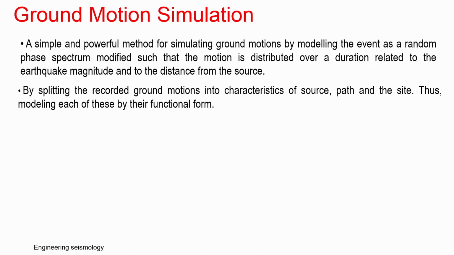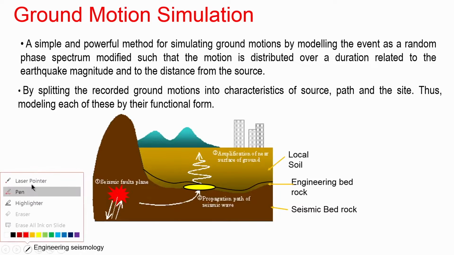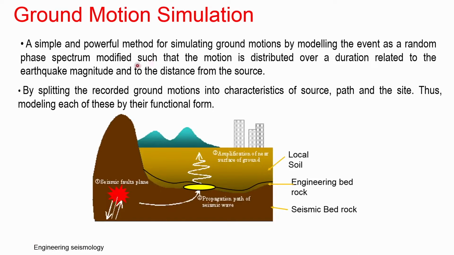By splitting the recorded ground motion into characteristics of source, path and site, modeling each of these by its functional form becomes easy to understand. This is a typical earthquake occurring in general. This is where you are looking at the design of the ground motion.